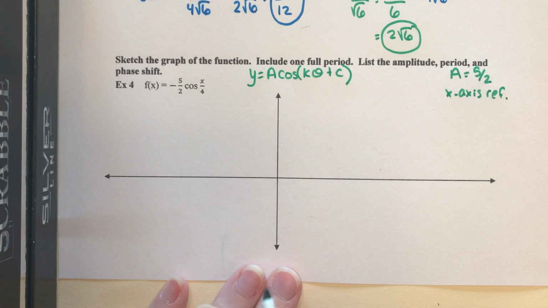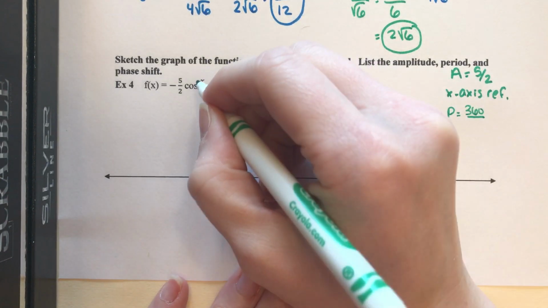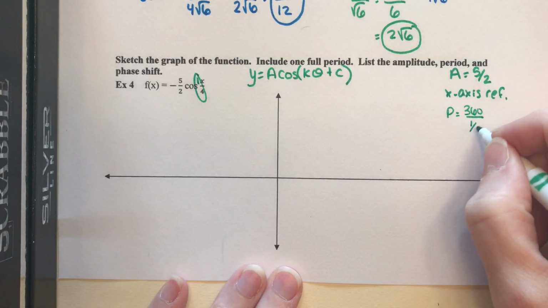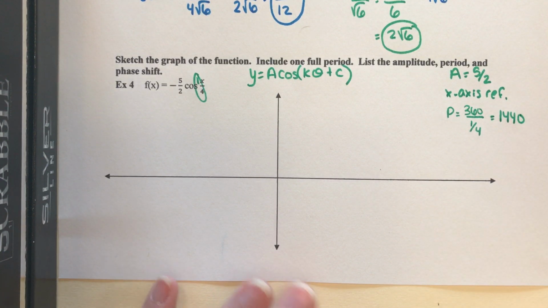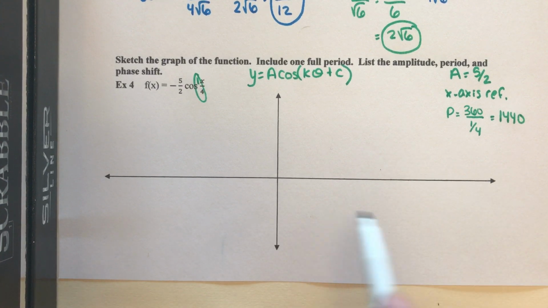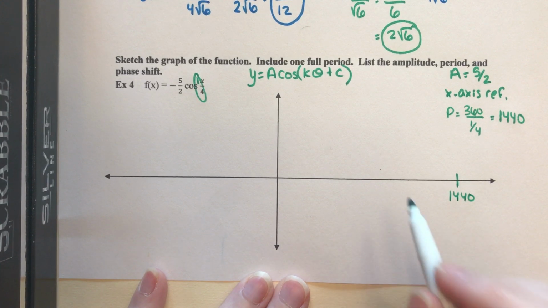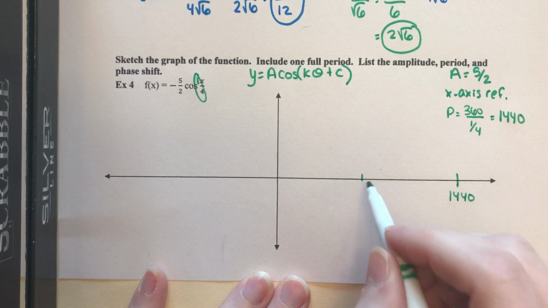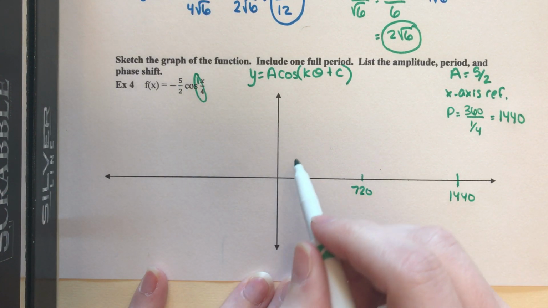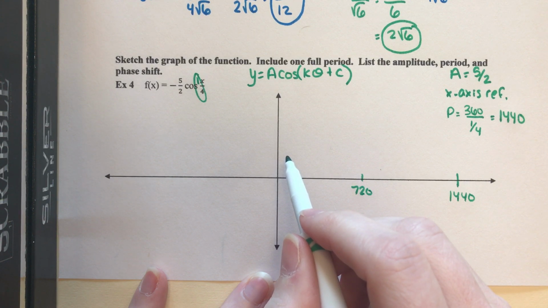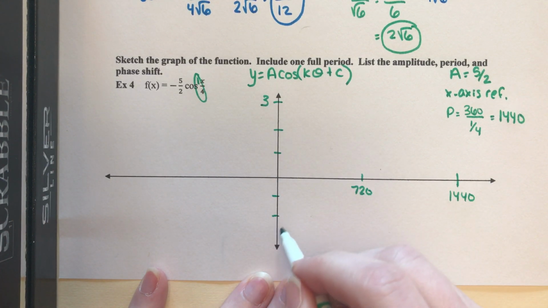Okay, so let's do the period. Period for cosine is 360 over k. Now k is the number out in front of the x, which should be 1/4. So 360 divided by 1/4 is 1440. So when I set up my chart here, I want to make sure I go all the way to 1440. And I always mark halfway so I can figure out where half of the graph is going to be. So 720 would be halfway. I've got to go up to my amplitude, so 5/2. So I'm going to go up to 3, down to -3.